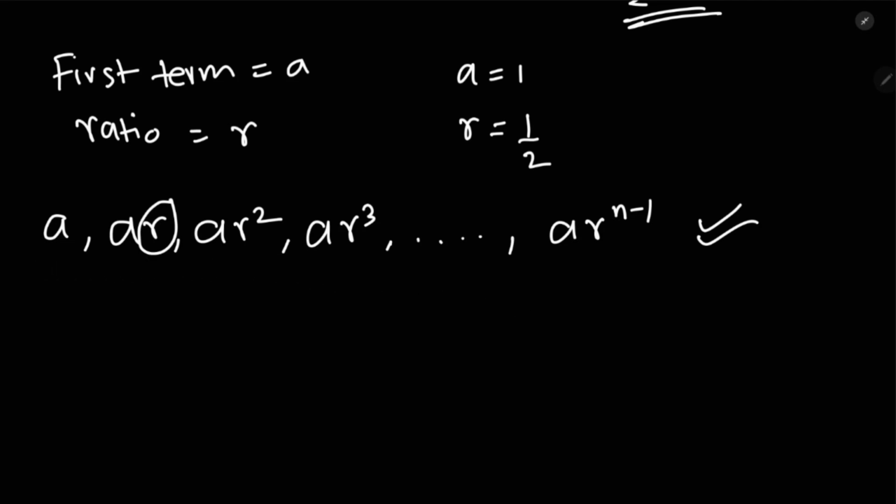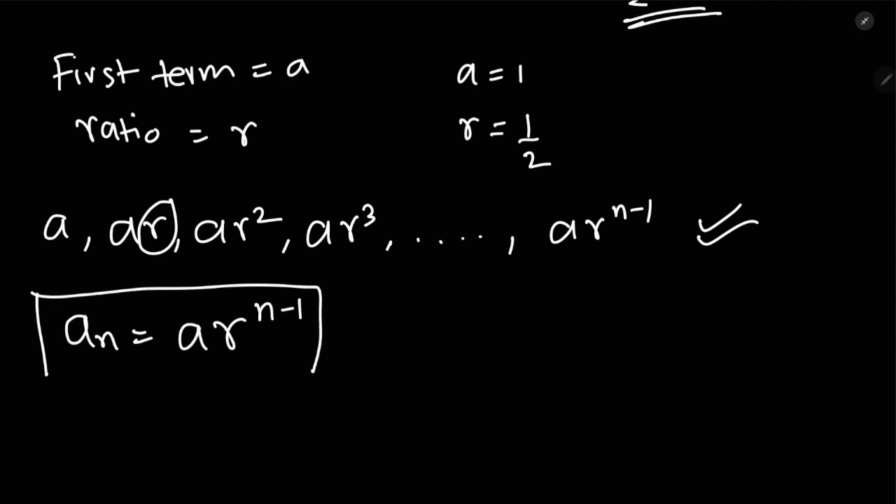So let me write this. Nth term will be A times R power n minus 1. This is the formula we can use to calculate the nth term in the geometric progression.